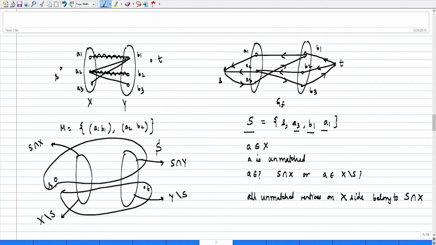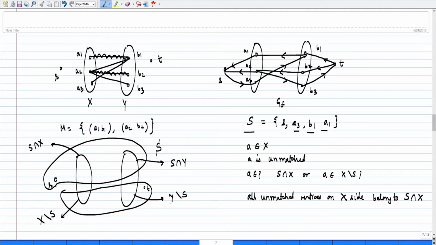Let us ask the similar question: if a vertex is unmatched on the Y side, where should it belong? You can again take the example as a clue, but you should also argue why it is true in general. That is why we have an example and a picture which is the general picture. So where are unmatched vertices on the Y side?